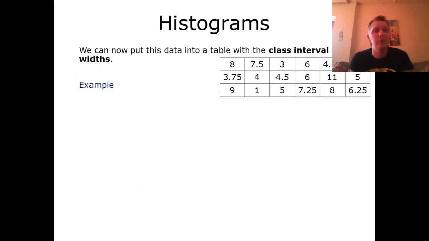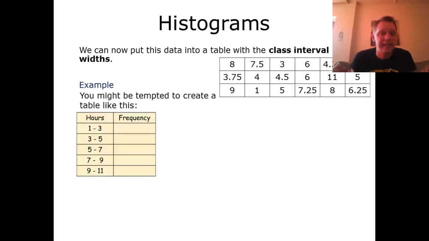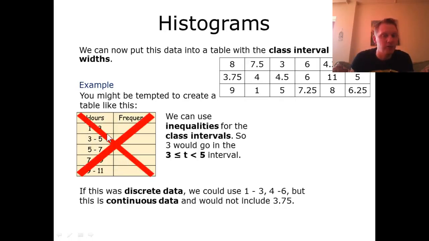So now I can put this into a table. Here's the data. Now when I ask for a table, some of my learners, unfortunately, create a table like this. This is not a table that we can use, for the simple fact that if we were working with discrete data, which is what they're trying to do here, we would go 1 to 3, 4 to 6, and so on and so forth. But we can't use that because we are dealing with decimals, we're dealing with continuous data. So 3.75 would have nowhere to go.